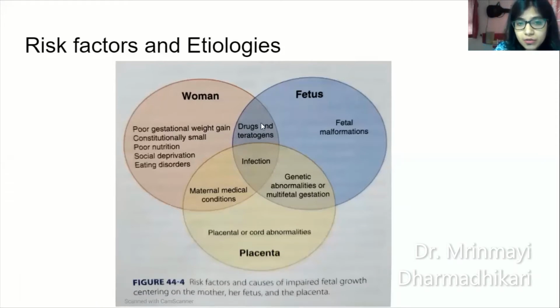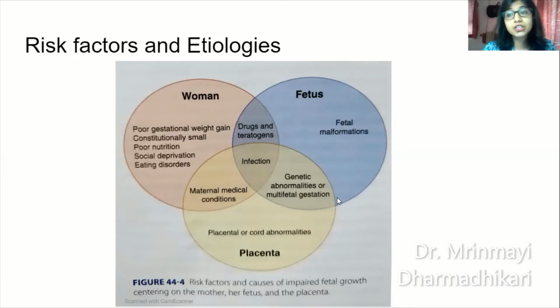Now this lies at the intersection of maternal and fetal causes. So drugs or substance abuse such as alcohol or cocaine abuse, smoking, increase chances of IUGR, as do teratogenic drugs. Genetic abnormalities and multifetal gestation.